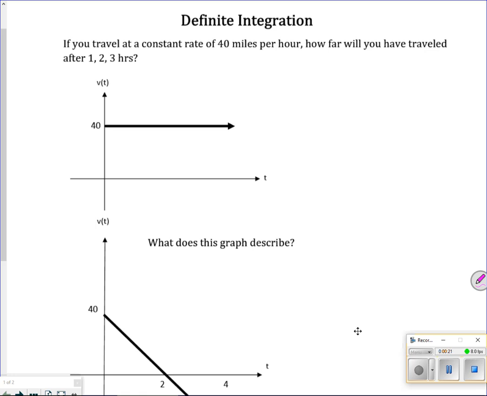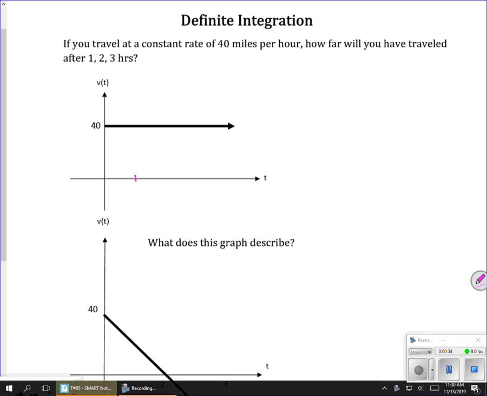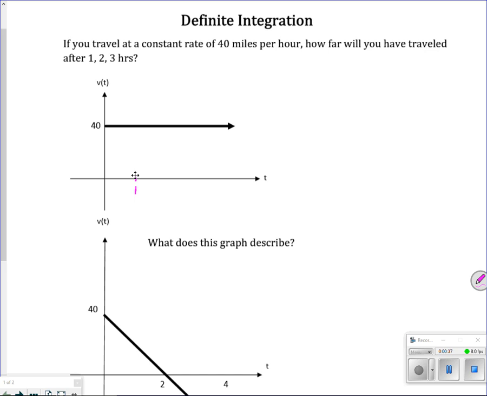Say you travel at a constant rate of 40 miles per hour. How far will you have traveled after 1, 2, and 3 hours? I know you can figure out these answers very easily, but I want us to look at something so we're really understanding what we're doing. After 1 hour, of course, you're going 40 miles per hour, and I'm putting the units on there for a reason. You're multiplying by 1 hour, and you say, well, duh, I would have gone 40 miles.